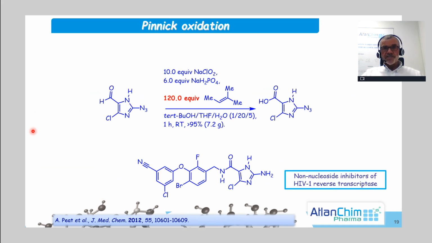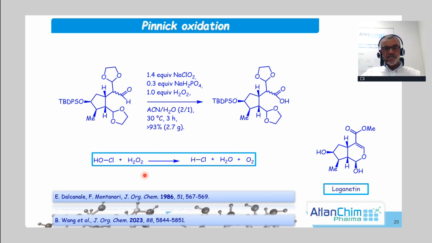In the context of the preparation of potent non-nucleoside inhibitors of HIV-1 reverse transcriptase, this substituted imidazole carboxylic acid containing an azide function was prepared by a classical Pinnick oxidation from this aldehyde in excellent yield on 7-gram scale. No comment was given by the authors concerning the very large excess of 2-methyl-2-butene used as a scavenger in this case.